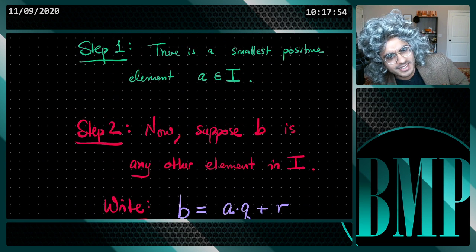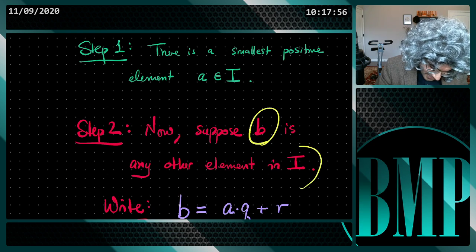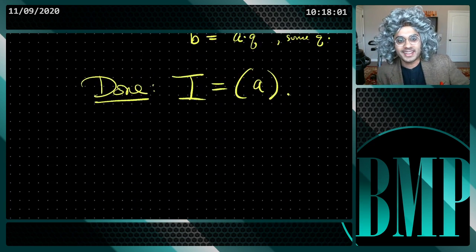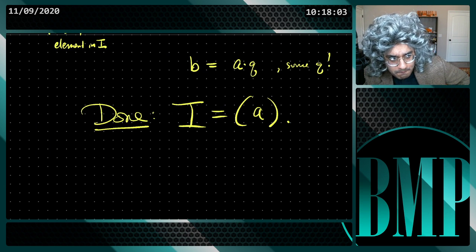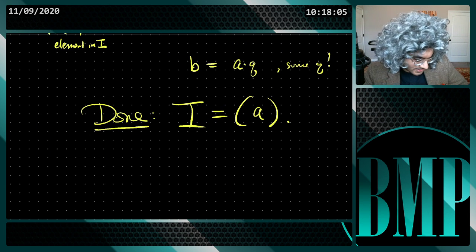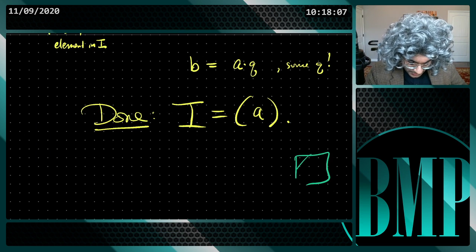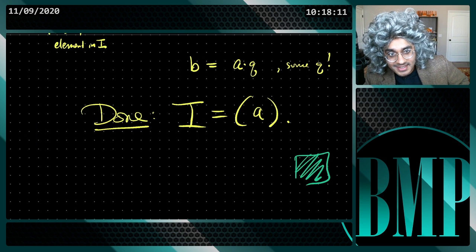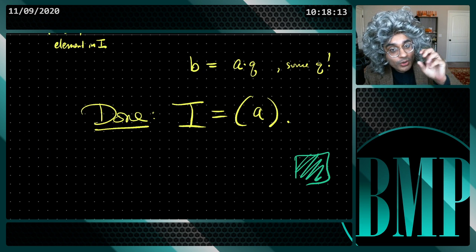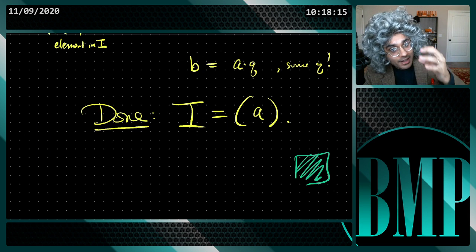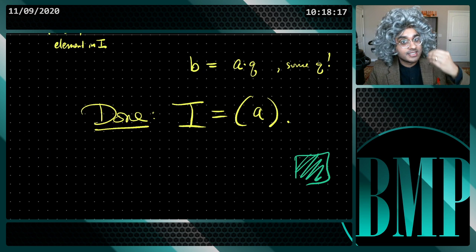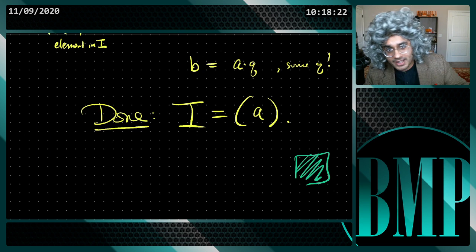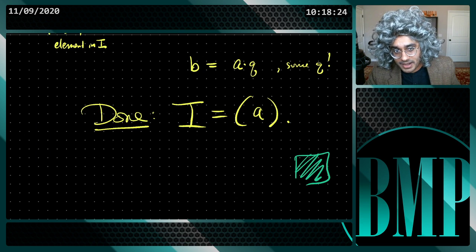Every element in I is a multiple of A. All right? And by the way, this proof actually tells you how to find the generator, or a generator, an element whose parentheses is a given ideal. You kind of look for the smallest positive element in that ideal.